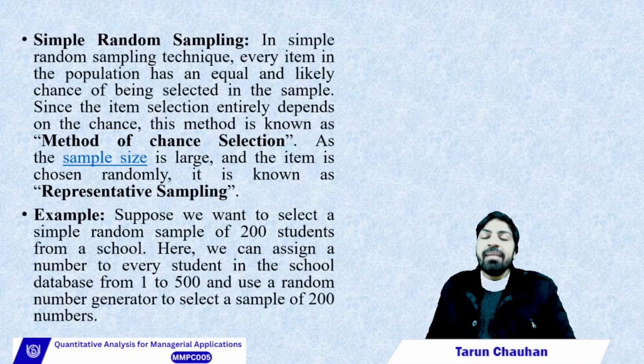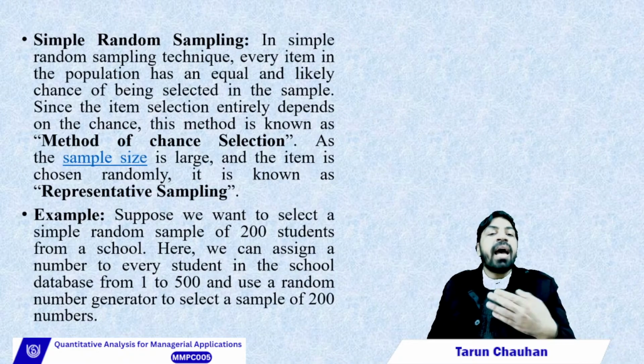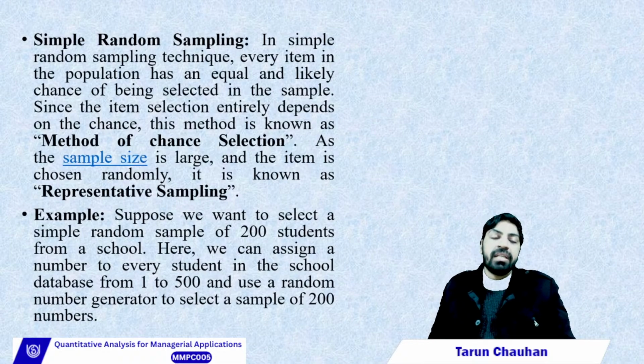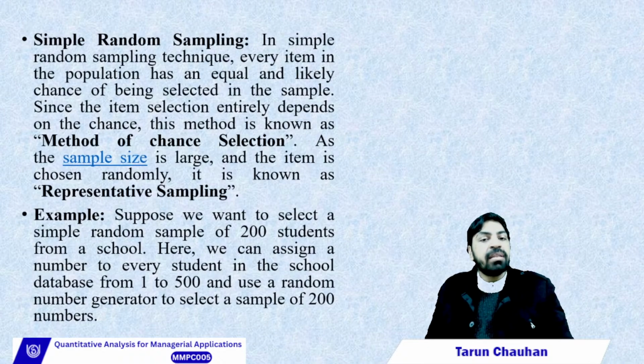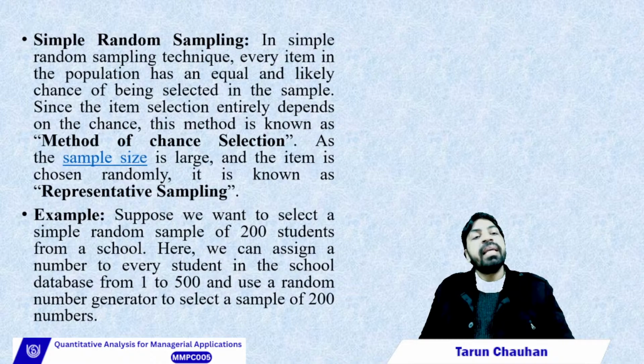So if the sample size is larger and the samples or items are chosen randomly, then it also becomes a representative sample. In simple random sampling, the method used is the chance selection method. And when the sample size is large and the particular samples are selected randomly, it becomes representative sampling.